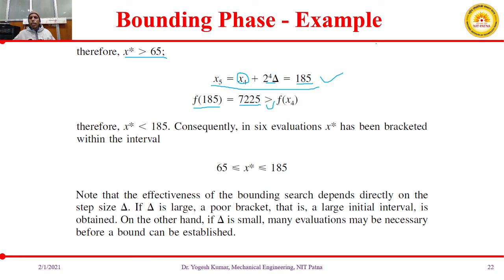Let us try to understand using this graph what situation we have reached. Suppose we started from x equal to 30, then x equal to 35, then x equal to 45, then x equal to 65.